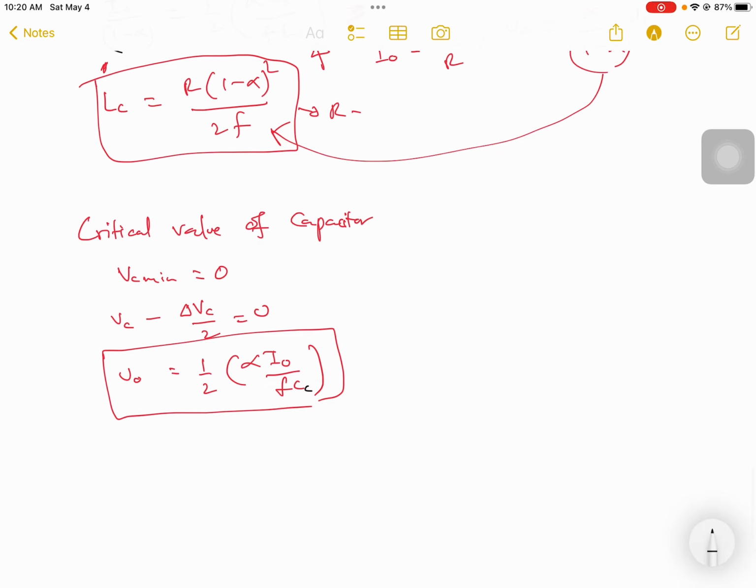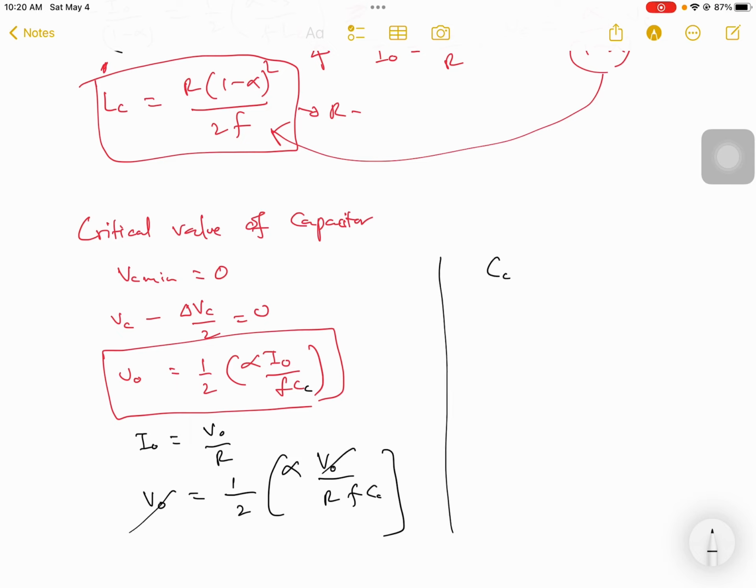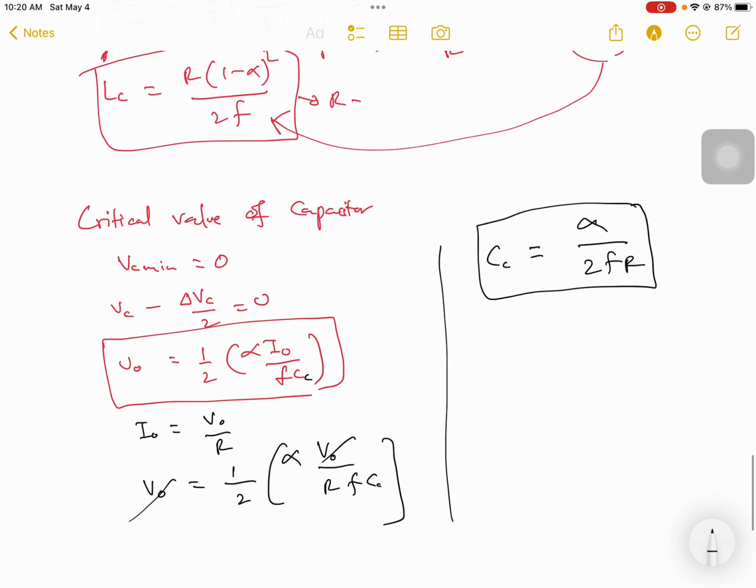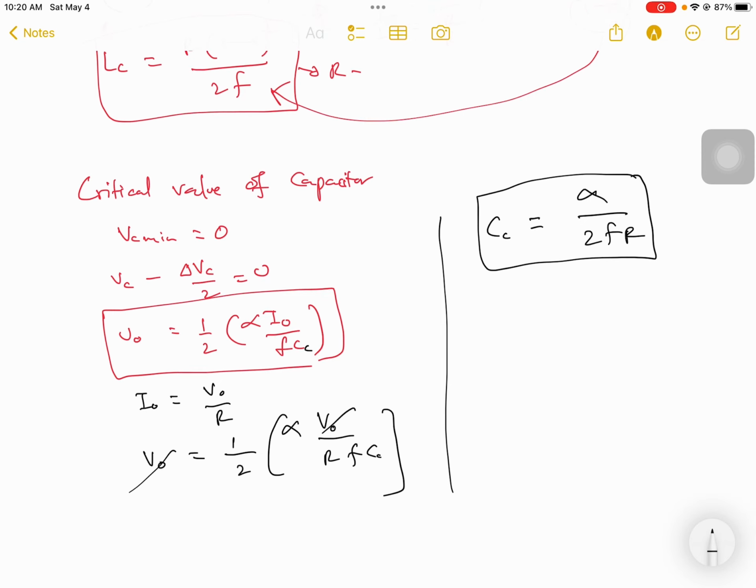Now for this, if we are considering the resistive load, we'll have Vo by R. So we can substitute Vo is equal to 1 by 2 alpha I naught in place of I naught, Vo by R, and then we have FC. Vo will get cancelled. The critical capacitance value C is now alpha by 2FR. So this is the critical value of the capacitor in the buck boost regulator.